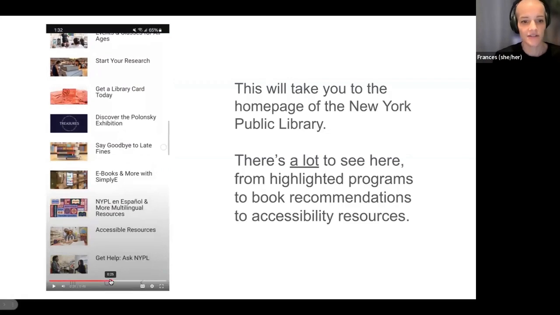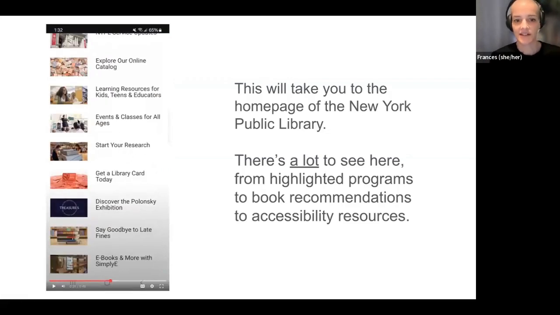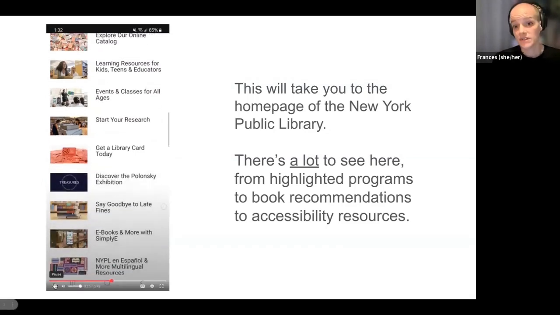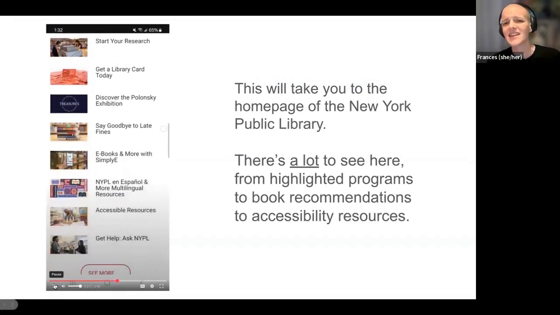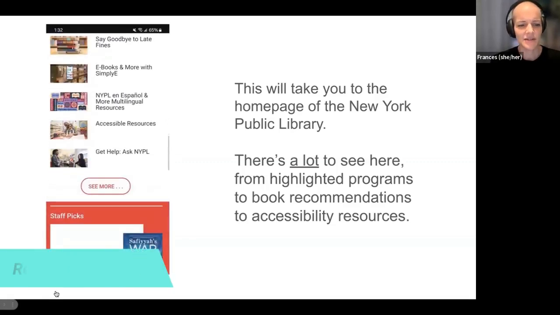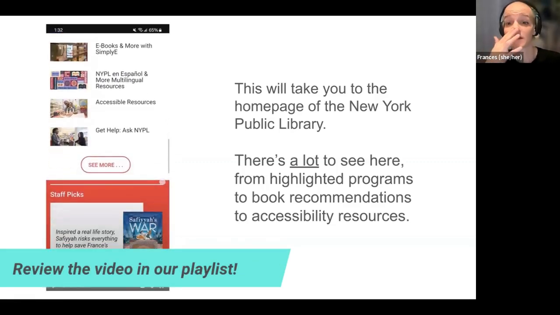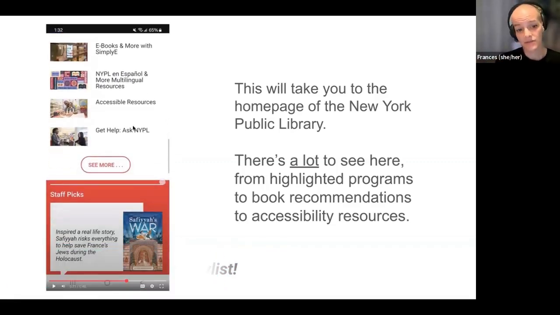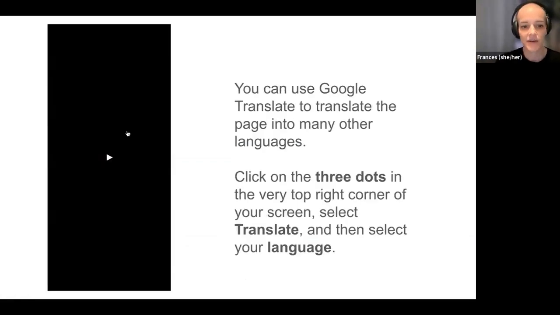If you scroll down long enough, you will actually get to the place where it says events and classes for all ages, but I'll show you a quicker way to get to this particular menu too. Start your research, ebooks, how to check out ebooks online. We did that a couple of years ago. It's still a little bit complicated. I think it's a little bit different than the last time we talked about it. But for right now, that's the front page and you can click on whatever part of this interests you. So that's one way of getting into what's going on the website. Let's talk about the languages that you can translate this into.